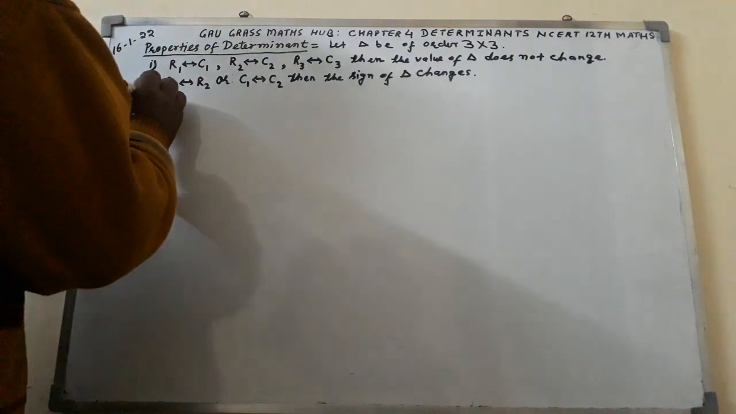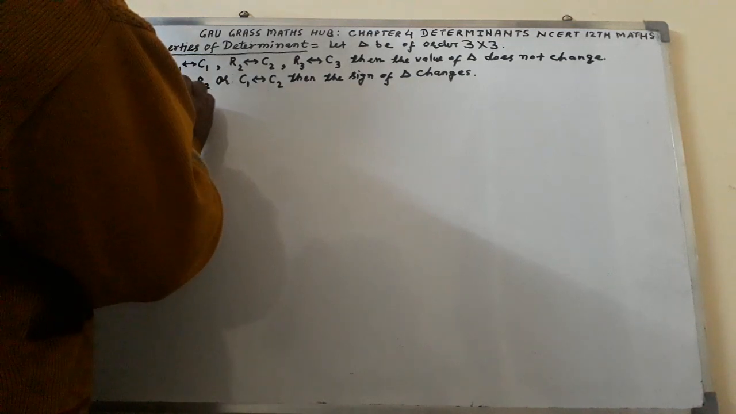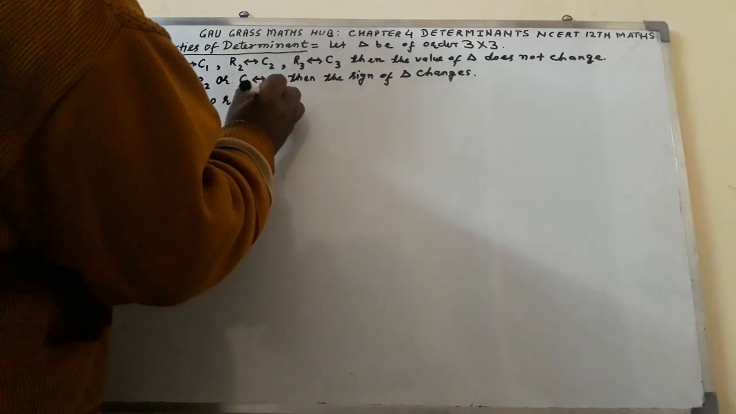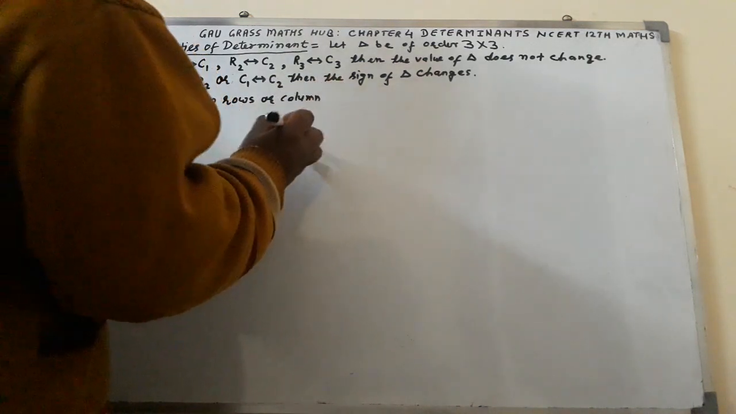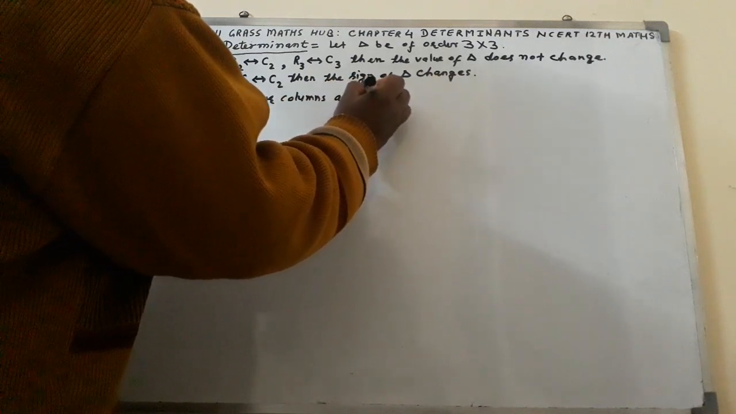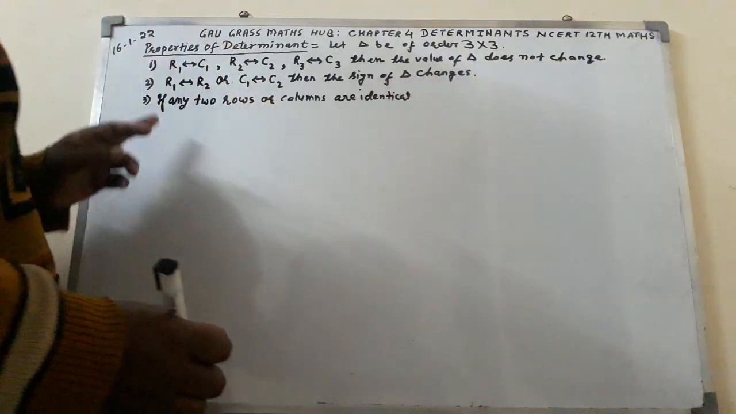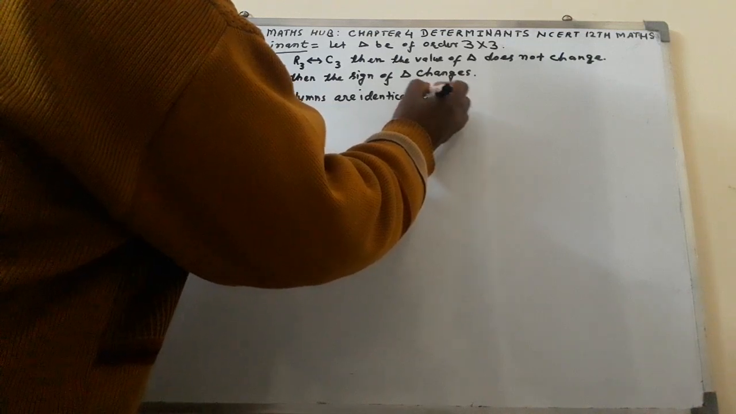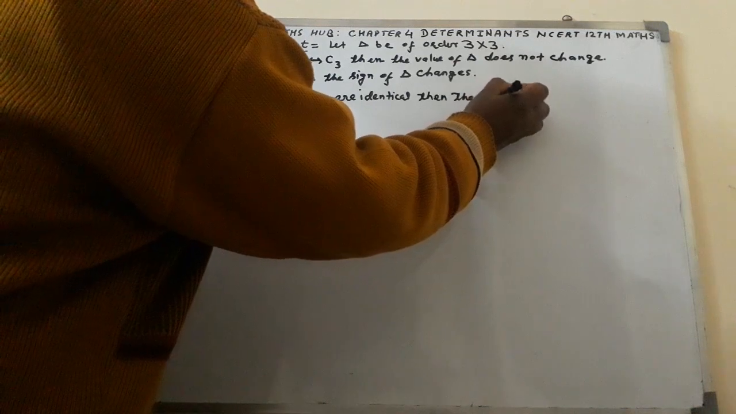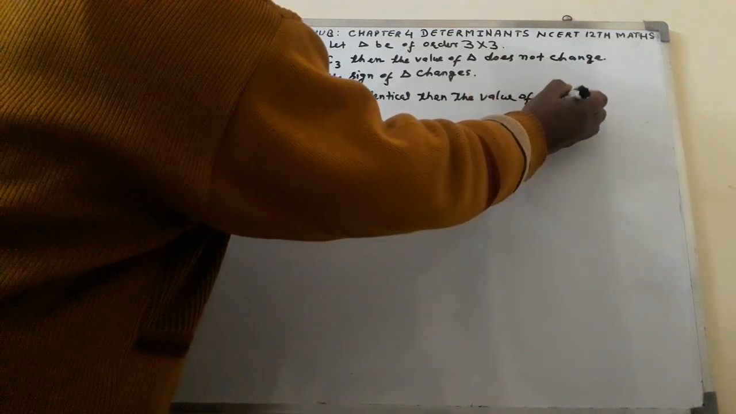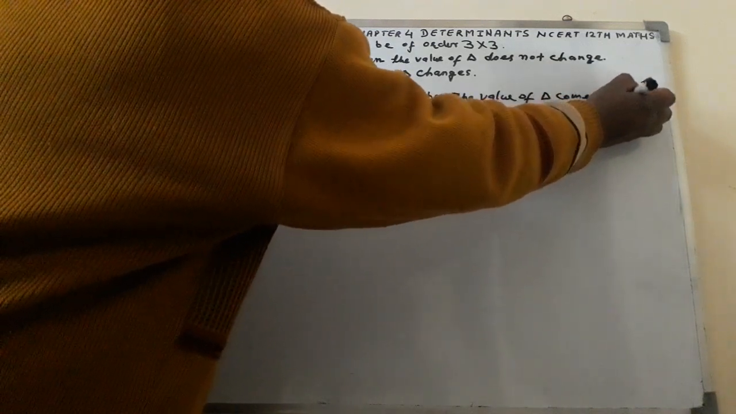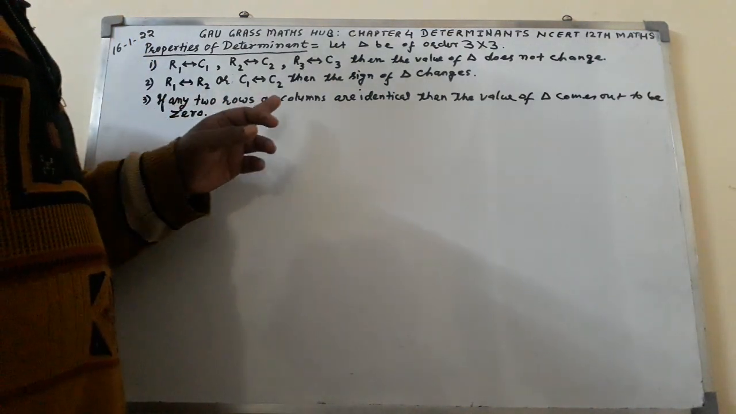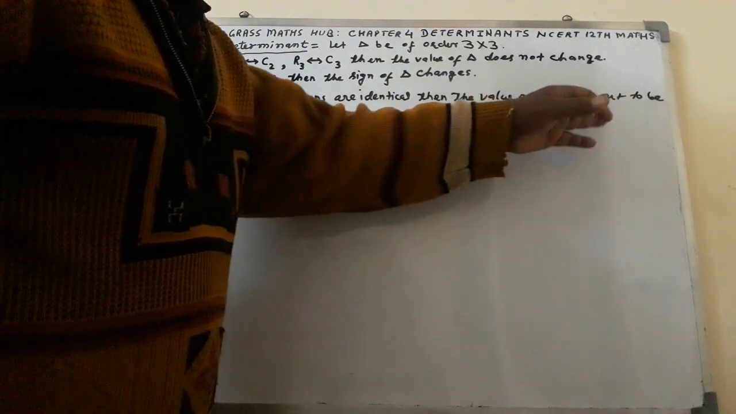Now I shall discuss the third property. Third property: if any two rows or any two columns are identical, then the value of the determinant comes out to be zero.